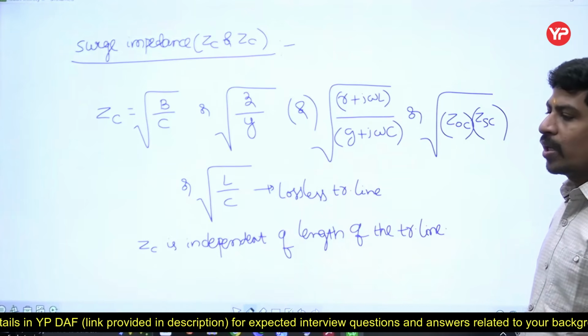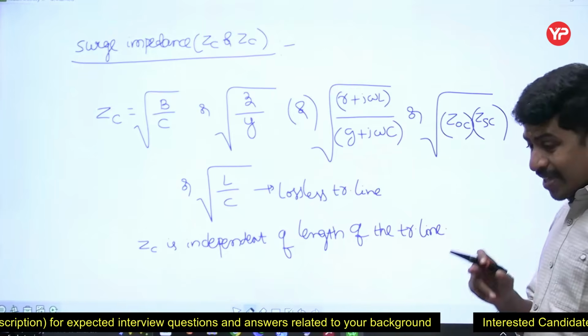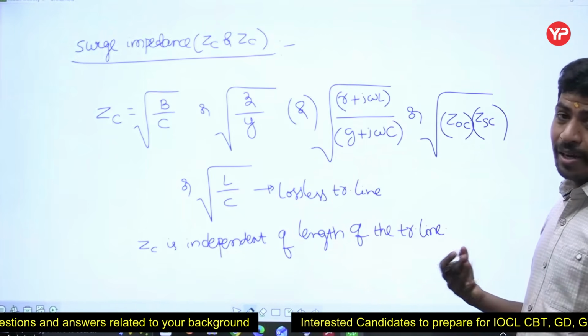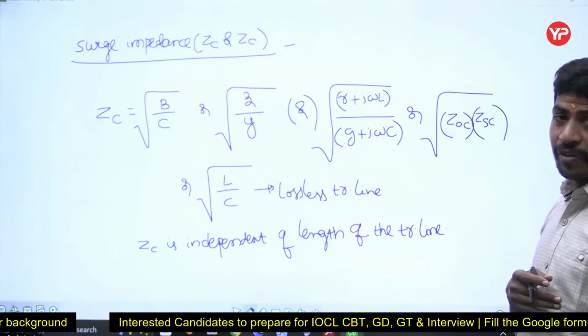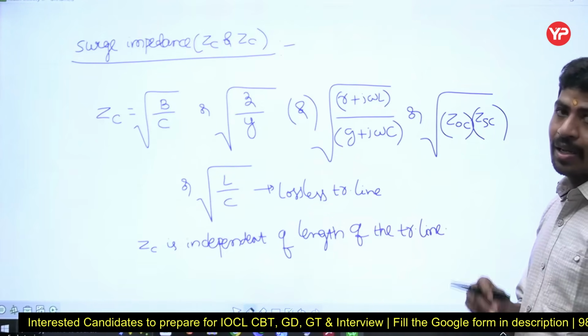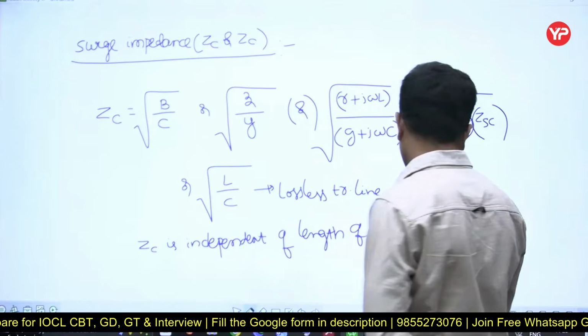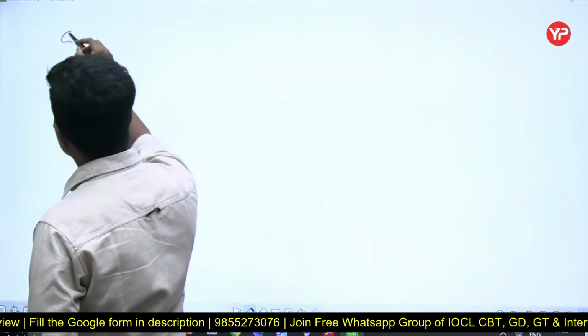Means what? A 1 kilometer transmission line has 50 ohms of characteristic impedance. For the same transmission line, if you increase the length by 50 kilometers, 100 kilometers, 1000, 10,000, 1 lakh, how many kilometers increase doesn't matter. That characteristic impedance is going to remain the same.